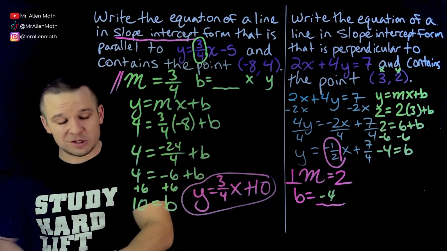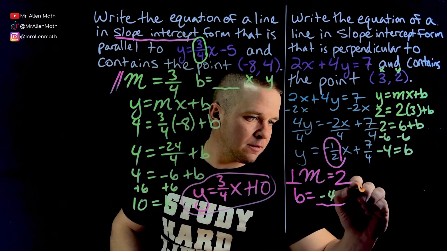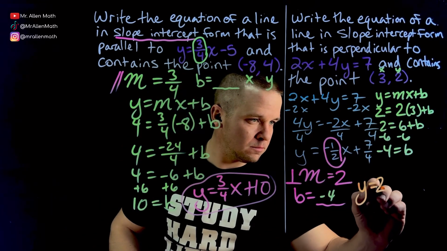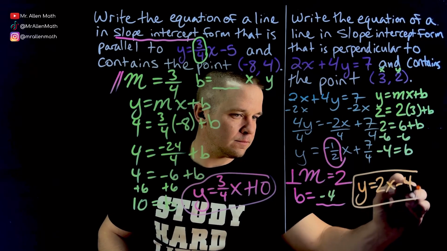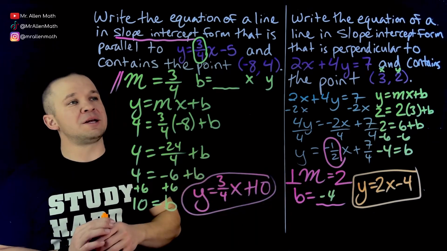And then just plug this bad boy into my equation. I guess I haven't used orange yet. We'll use that. So we get y equals, my slope is 2, x, my b is negative 4. Boom. So this will be perpendicular to that.